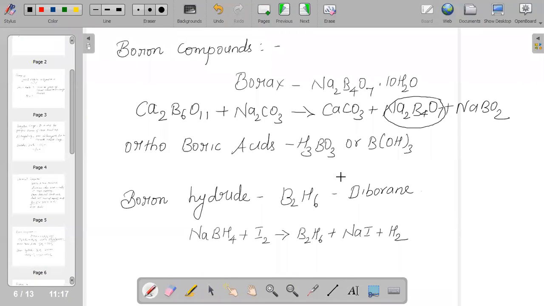And this is made to react with different types of salt, and when it is reacting it will give different colors with different metals. When it is reacting with different metals it forms different colors. And the most important thing is what are all the places we use borax.